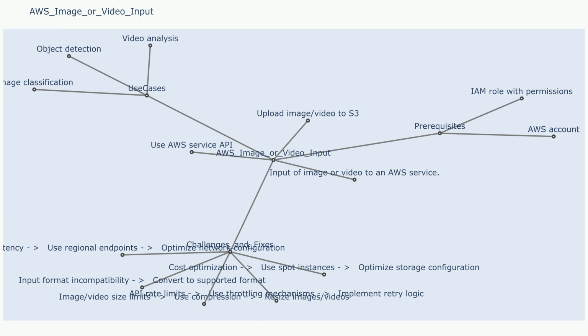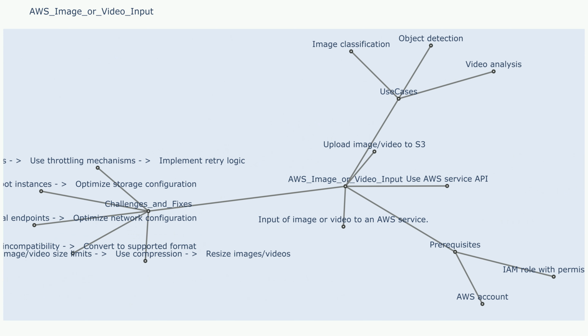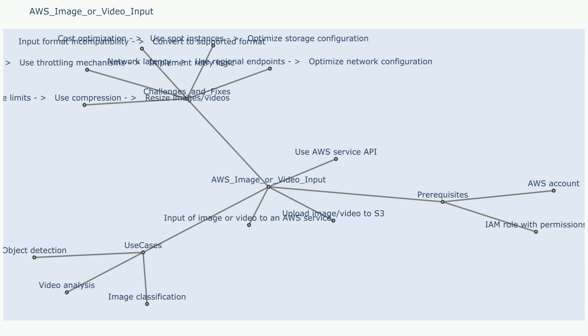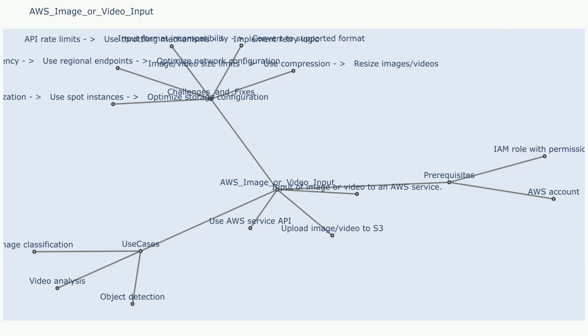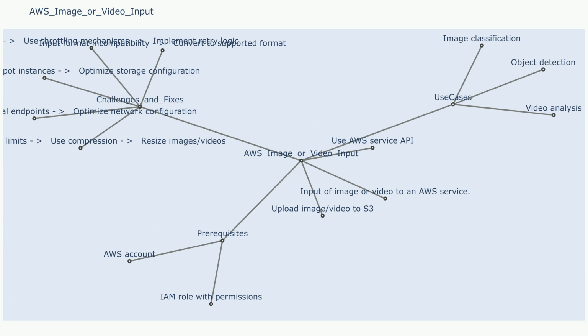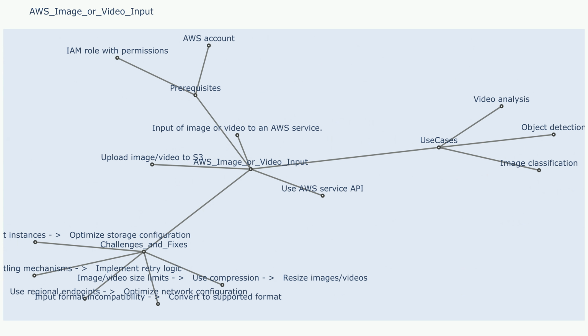Prerequisites: AWS account. An AWS account is required to use AWS services. You can sign up for a free tier account at https://aws.amazon.com. Enroll with permissions. You will need to create an enroll with the necessary permissions to access and use the AWS services that you plan to use with your image or video input.